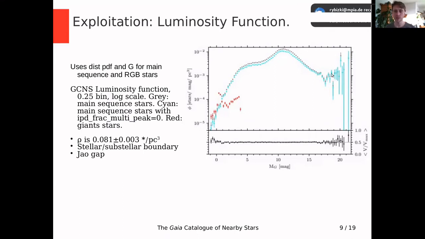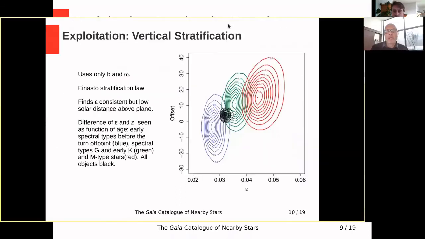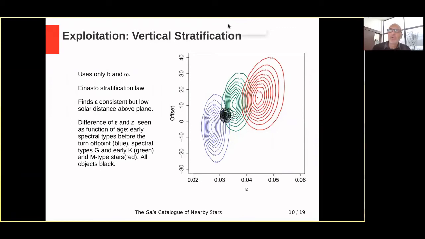And what you see here is actually the stellar and substellar boundary. So you have stars to the left and brown dwarfs to the right. And this is really well seen in this sample. In a previous slide, we've shown how we infer distances from Gaia parallaxes.